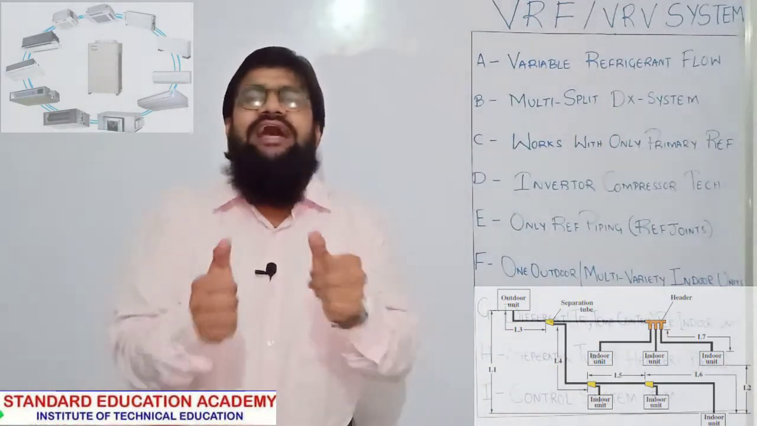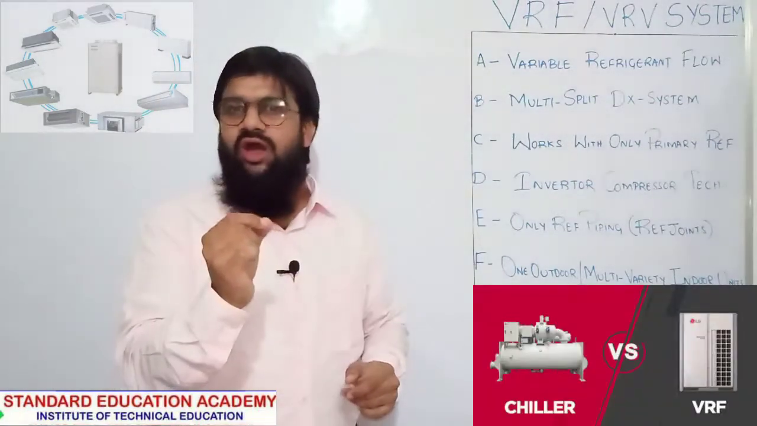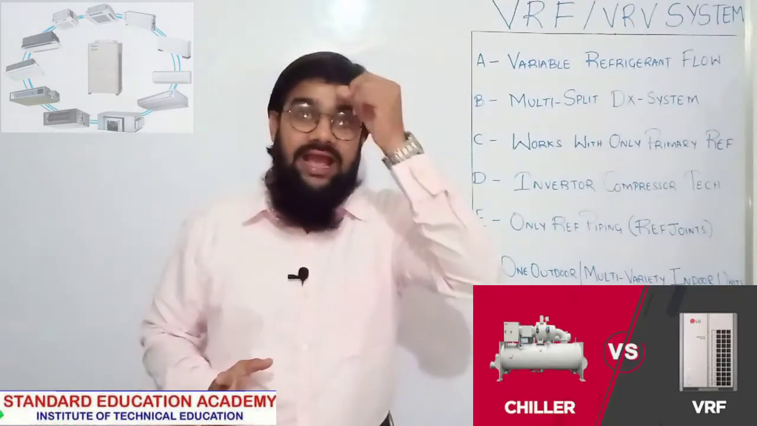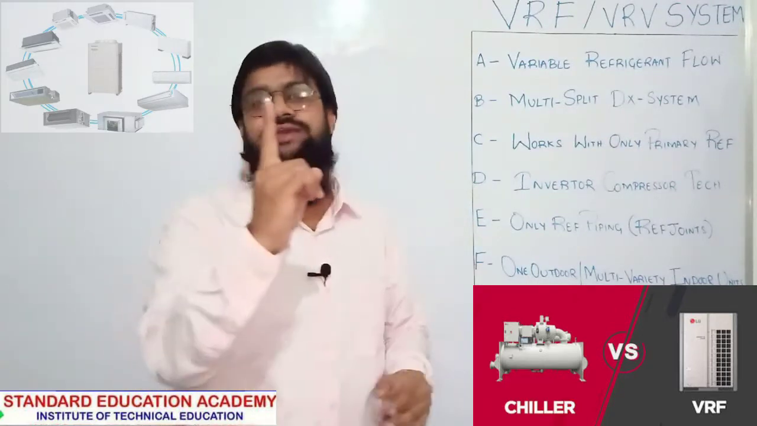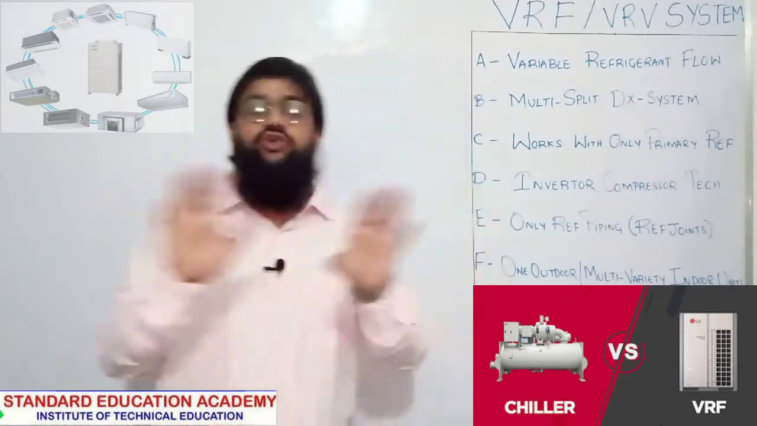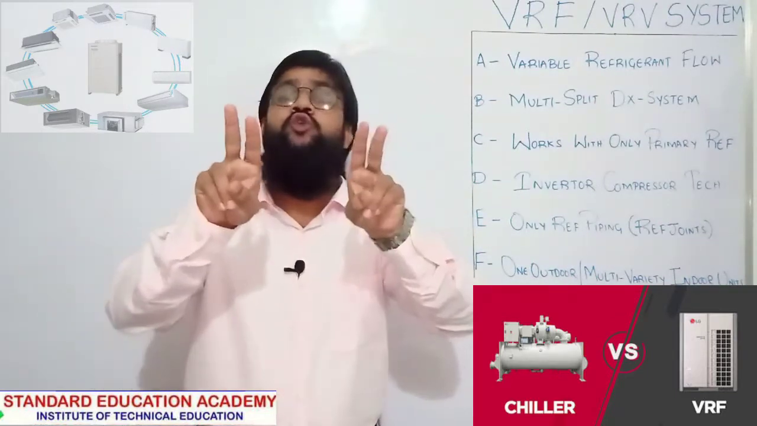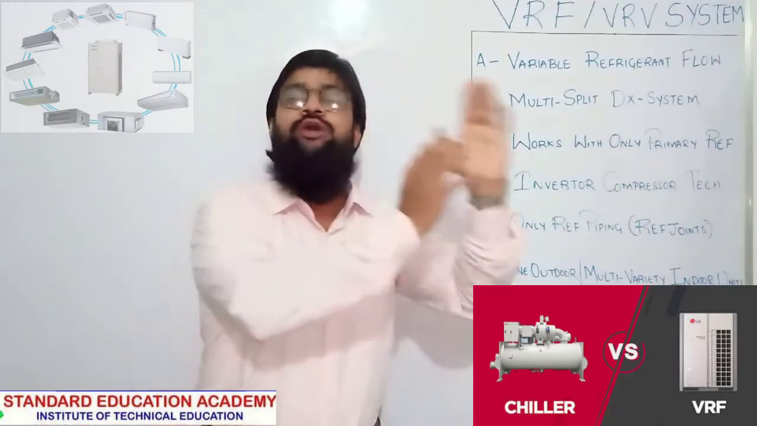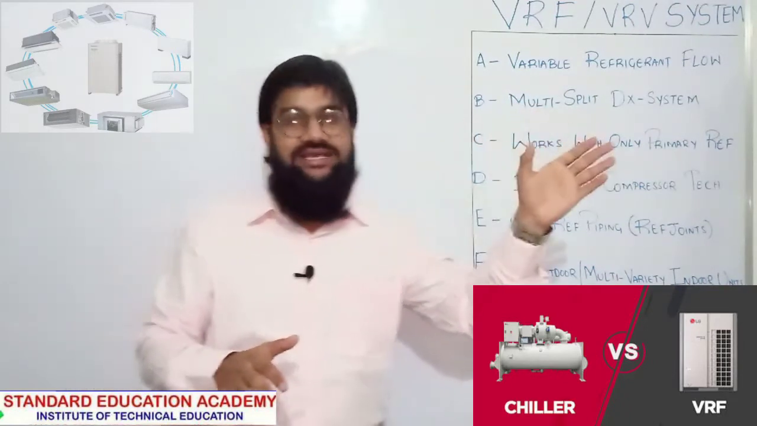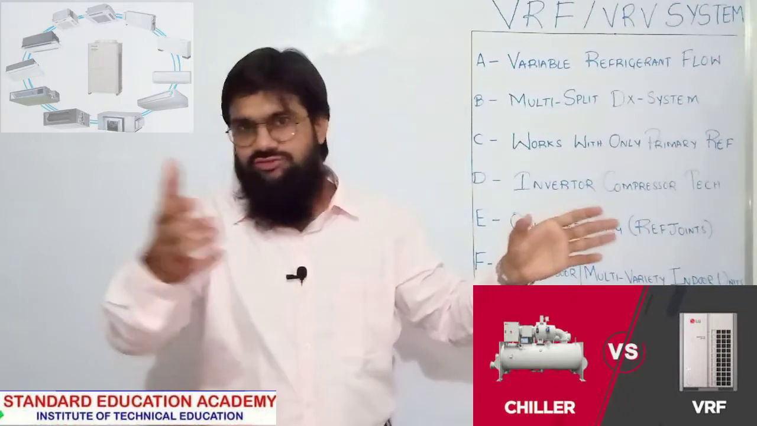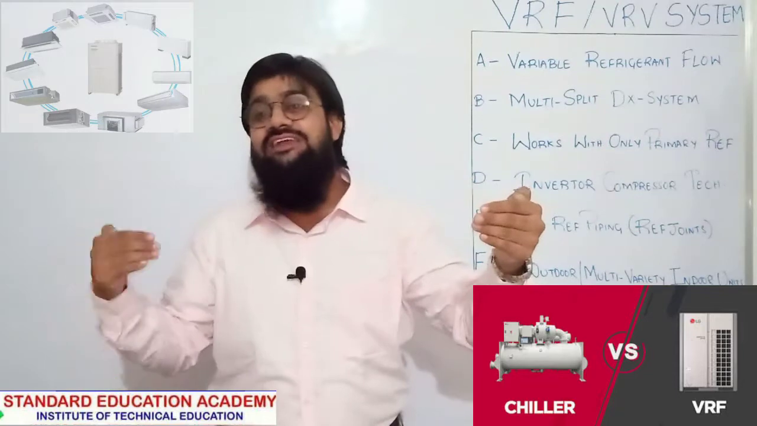Next, what is a DX system? DX stands for direct expansion system. What is a direct expansion system? It means in this system the working fluid, or heat transfer fluid, is just one. Whereas chilled water systems have 2 working fluids. One fluid is the primary, the other is the secondary. The primary refrigerant is the gas, refrigerant 410A, as we are using in VRF, VRV. Likewise, in chillers you also have a refrigerant, and the other, secondary fluid is water.